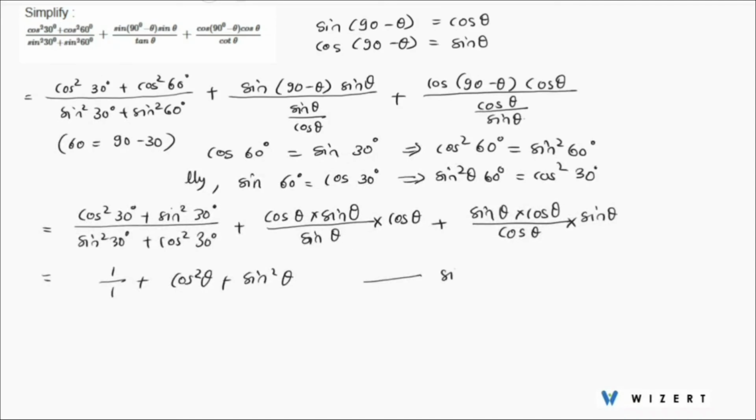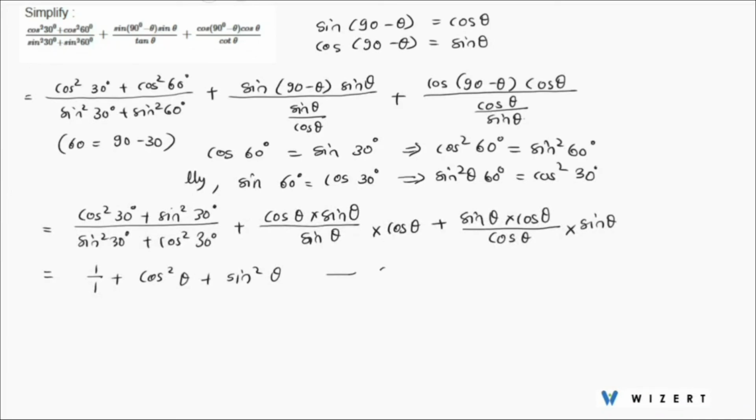This is since sine square theta plus cos square theta equal to 1. Since sine square theta plus cos square theta is equal to 1, this becomes 1 again. So 1 plus 1 is equal to 2. So the simplification, that is the final answer of this, is 2.